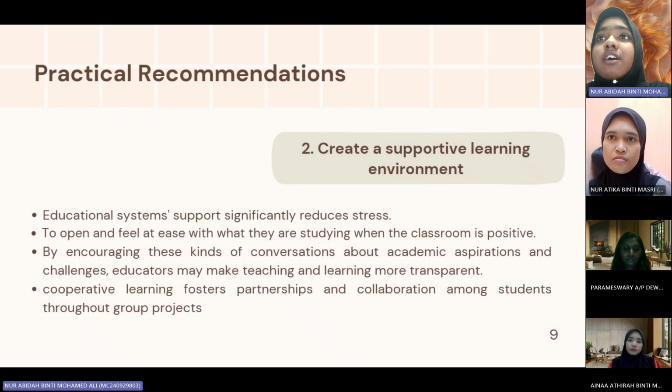By encouraging these kinds of conversations about academic aspirations and challenges, educators may make teaching and learning more transparent. Additionally, cooperative learning fosters partnerships and collaboration among students throughout group projects. The idea of community felt in the classroom can be enhanced by taking small steps like moving from bench to engage with others.